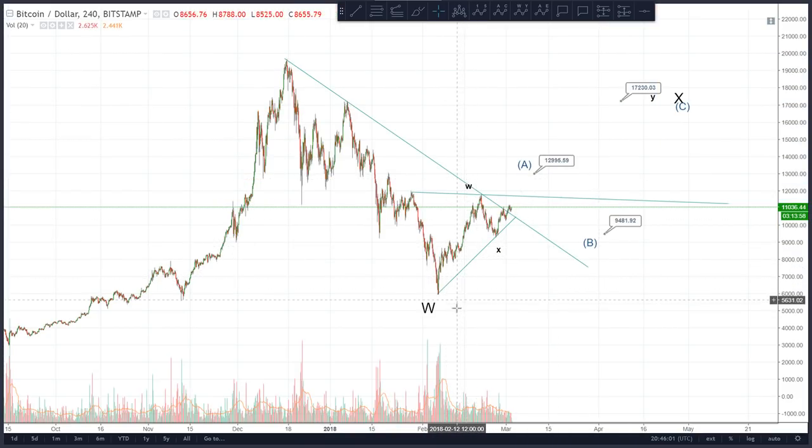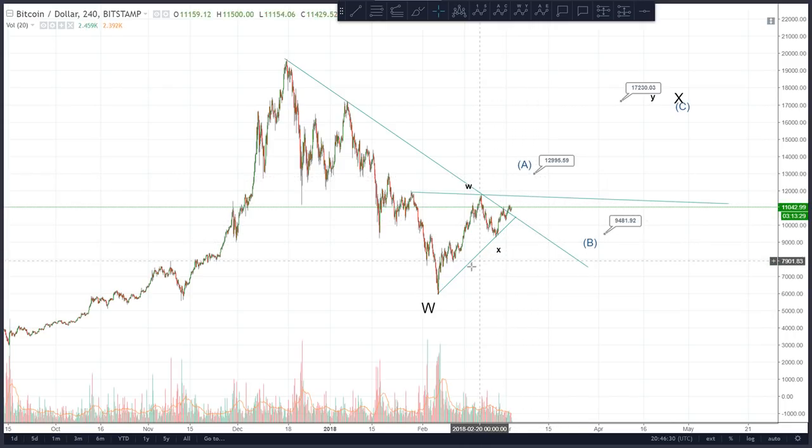Alright, so yeah, that's my preferred count now, and the reason I say it's actually more attractive than the previous ABC is because before, when I was saying this was an ABC pattern, I was saying B would have retraced quite far. So you would have had to sell, I believe, maybe 80% of your position at this point, if not everything, depending on what level you got in.